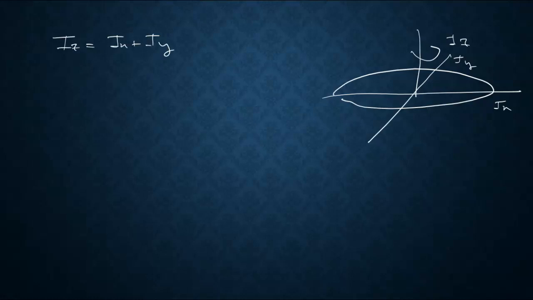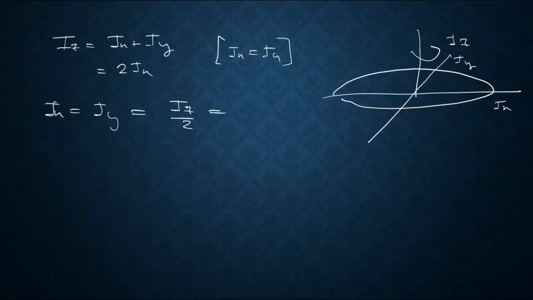And as you can see here, both Ix and Iy are same. So we can say 2 into Ix, as Ix equals to Iy. So Ix equals to Iy equals to Iz by 2, that is equals to m (r1 square plus r2 square) by 4. So hence we get all the principal moments of inertia, right?